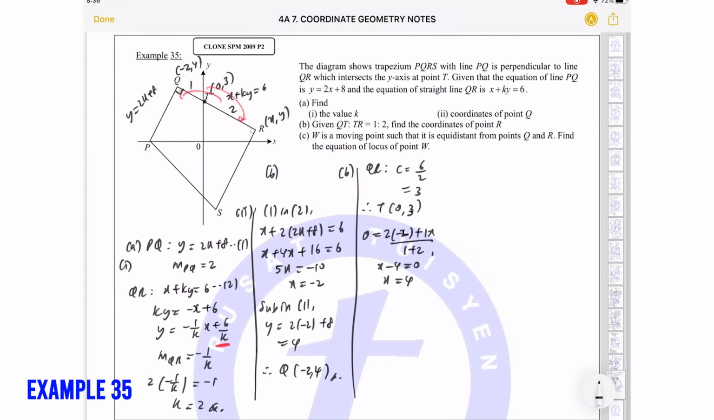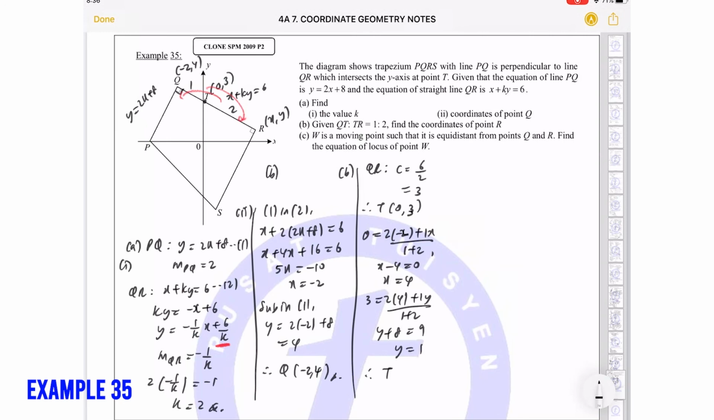Then we continue with your y coordinate. We take 3 equals 2 times 4, plus 1 times your y, over the total ratio, 1 plus 2, which is 3. y plus 8 is now 9, y is now 1.